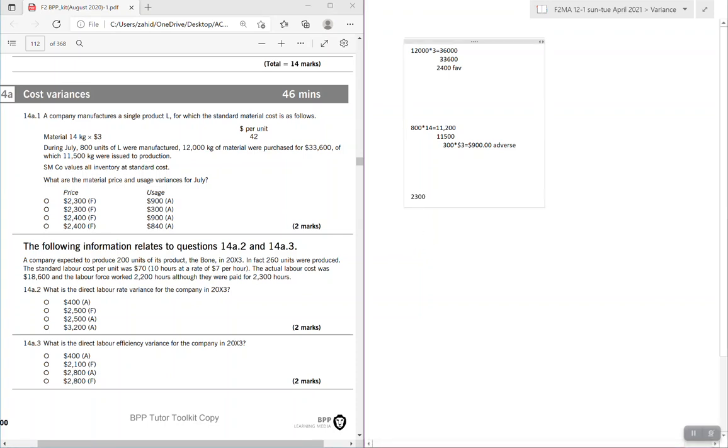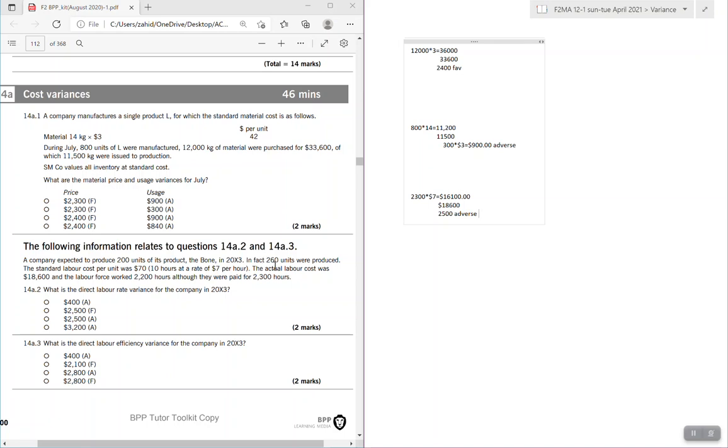We have 2,300 hours. We should have paid a standard rate of 7 per hour. That means we should have paid 16,100, but we paid 18,600. For the hours that we paid, we paid higher, which becomes about 2,500. So 2,500 adverse.